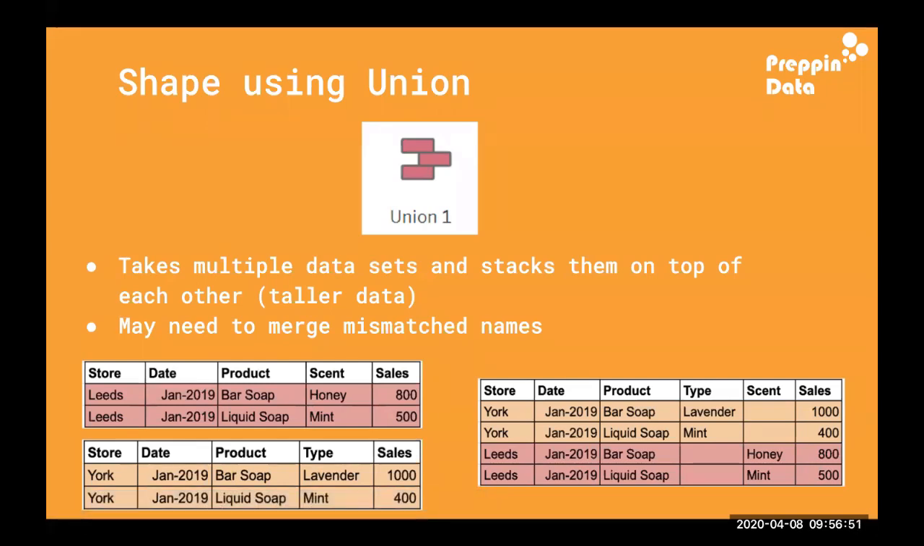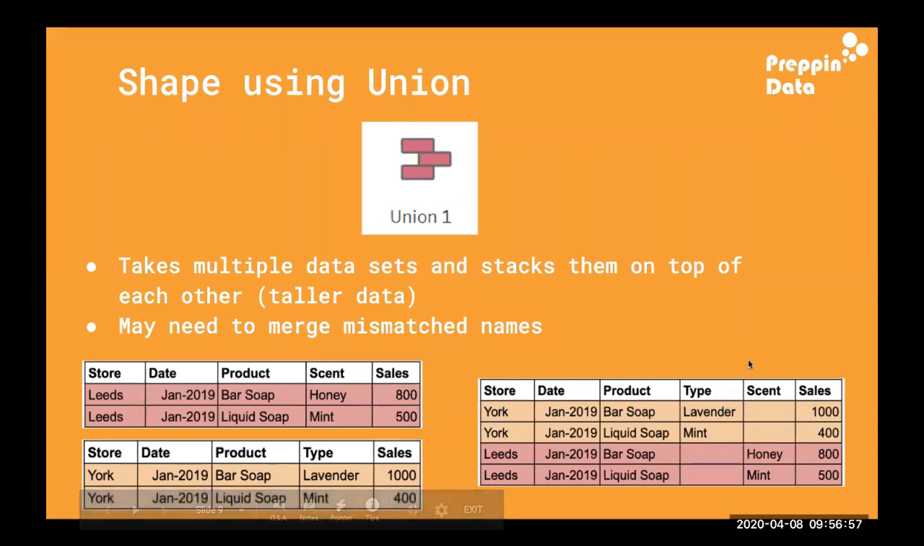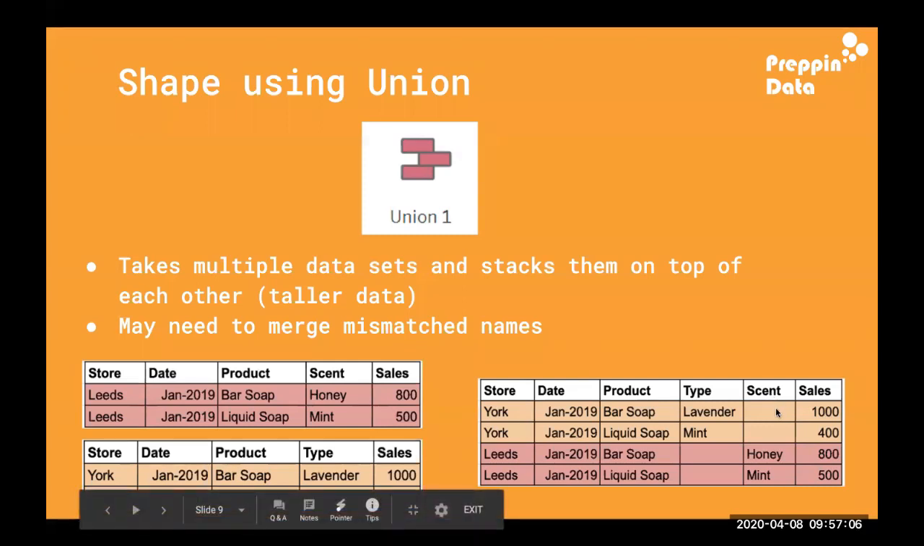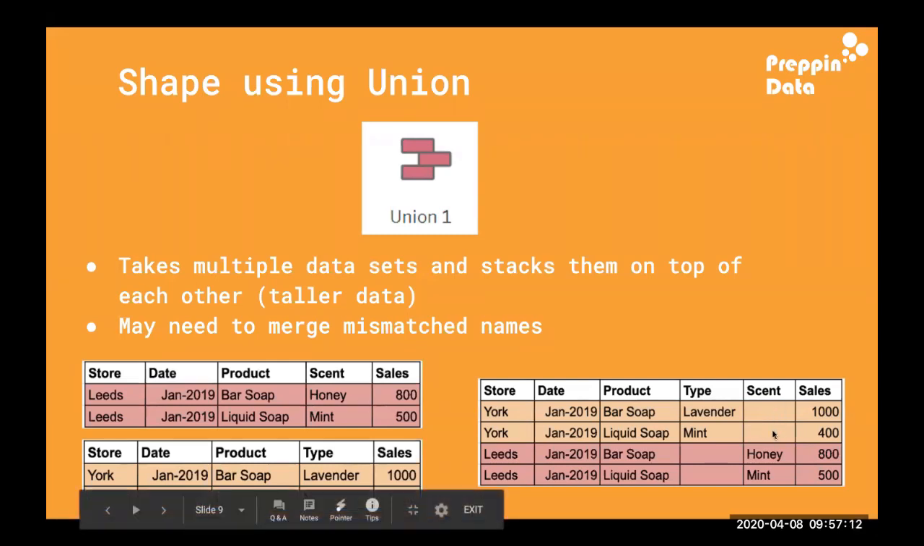So if you're doing a basic union, your data will get a little bit wider because you've got those mismatched fields. Tableau will always try to have those columns available to you to work with. It's just where we don't have that other value. So in the case of York, we don't have any data in the field called scent, so we'll get some nulls sitting alongside there. It's the same for Leeds, but for type, we'd have some nulls there.